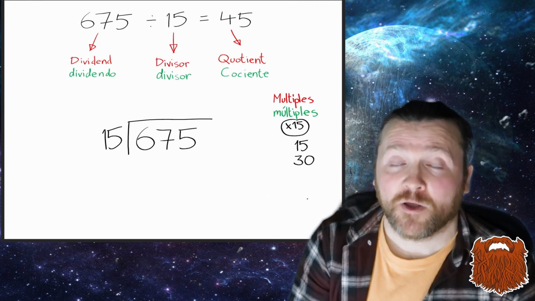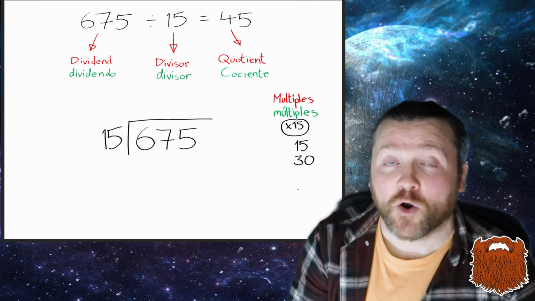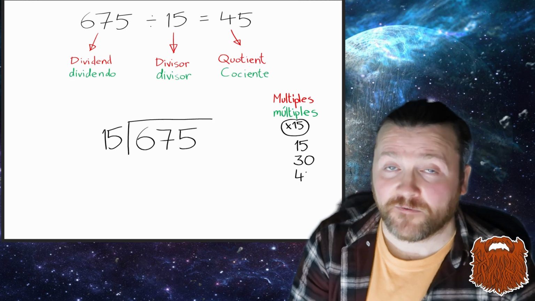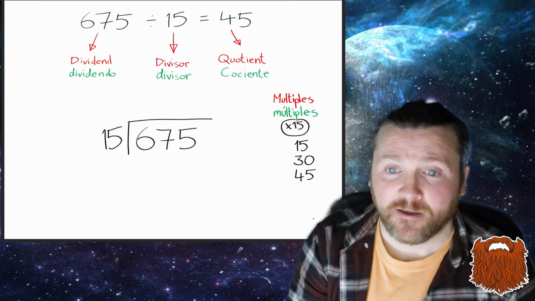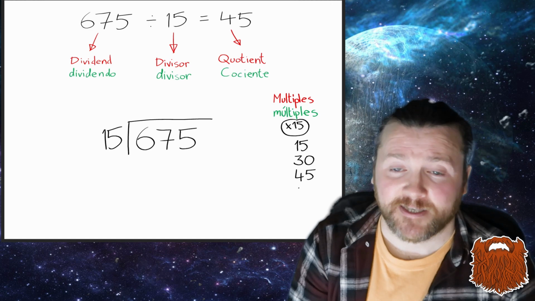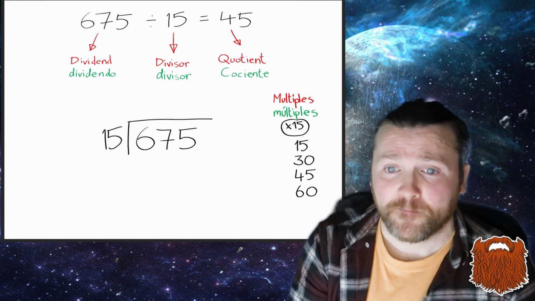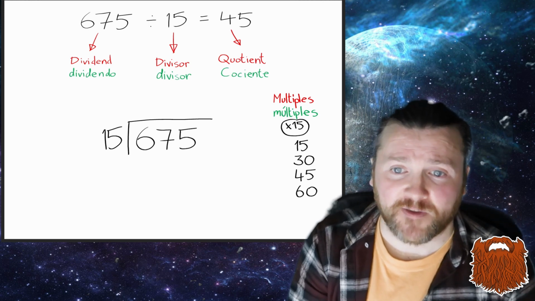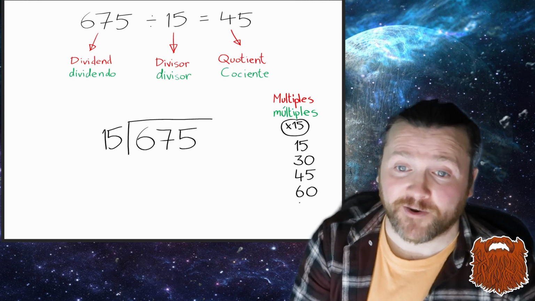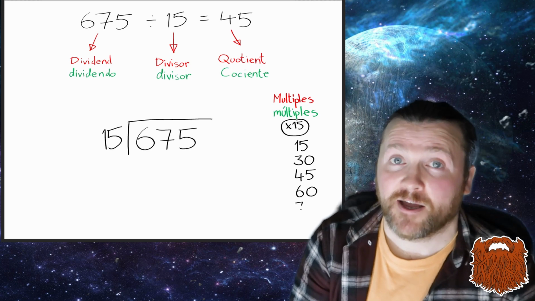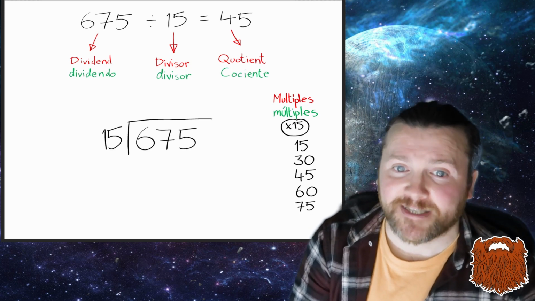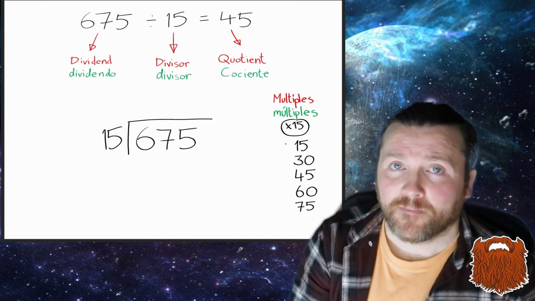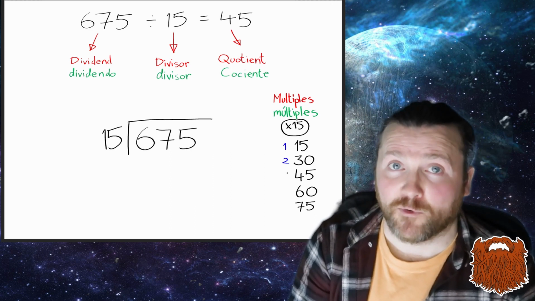The third one, we can just add another 15 to 30, or we can multiply 15 by 3, and we get 45. The next one, similarly, add on a 15, and you get 60, or multiply 15 by 4. And the last one is multiply 15 by 5, or add on a 15 to 60, and you get 75. I'd say we don't have to go up beyond that, but if we do, we can come back and add more.